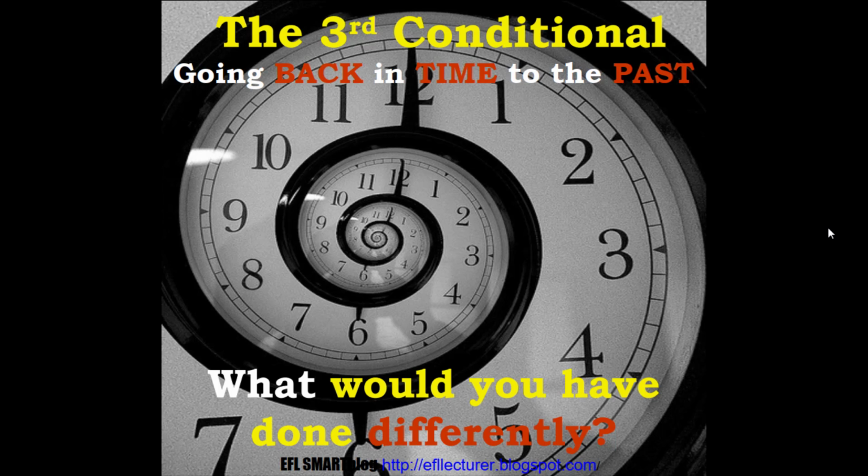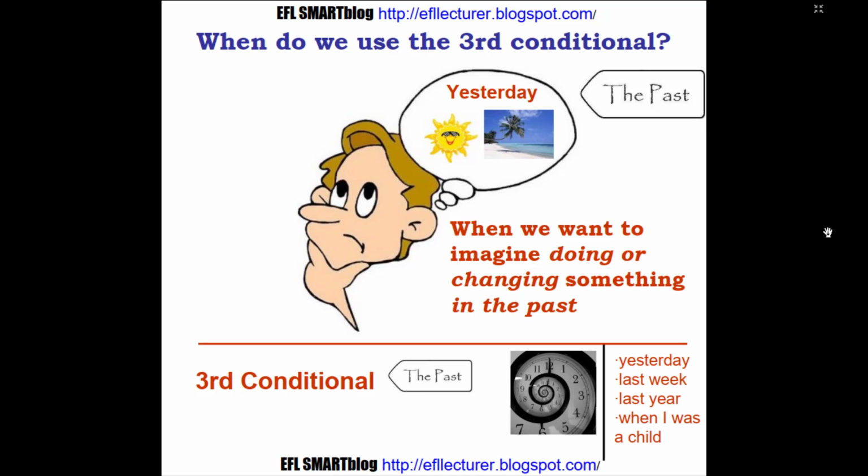First of all, a question that is displayed on the screen: going back in time to the past, what would you have done differently? Alright, so first of all, it'll be nice if we just move forward and check, of course, the structure. Now, students, when do we use the third conditional? Of course, we use it in the past, when we want to imagine doing or changing something in the past, an unreal past situation. We can talk about time expressions such as yesterday, last week, last year, when I was a child, etc.